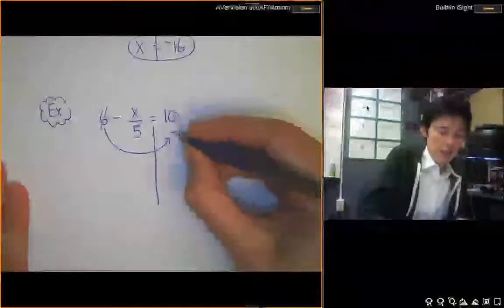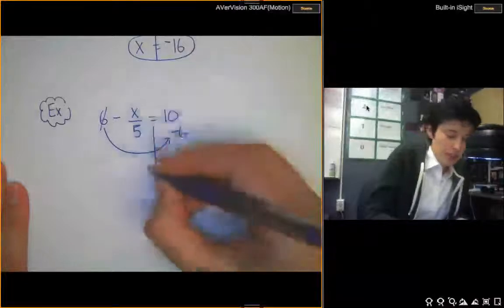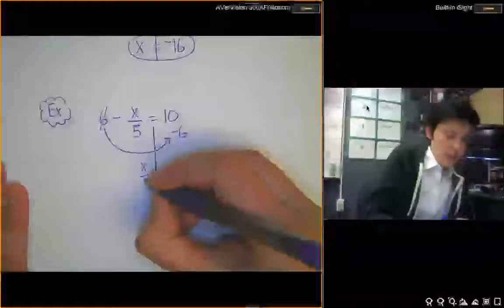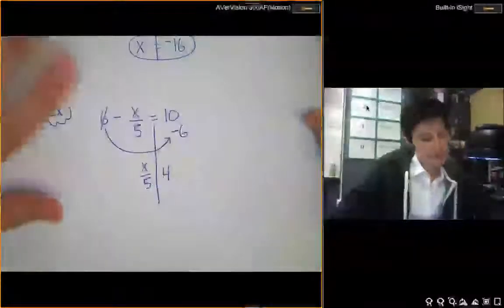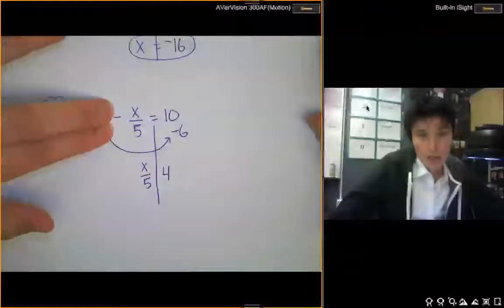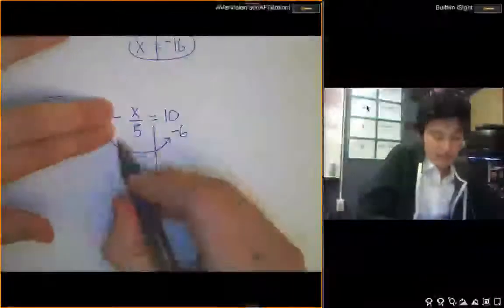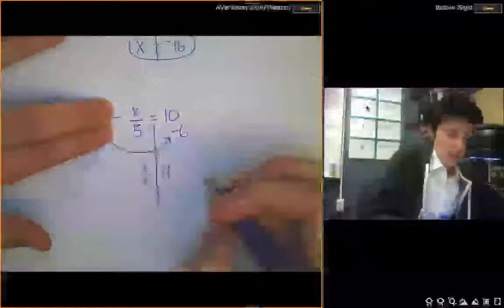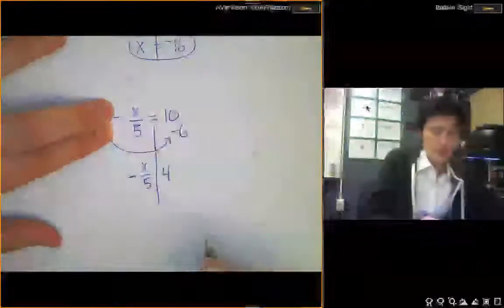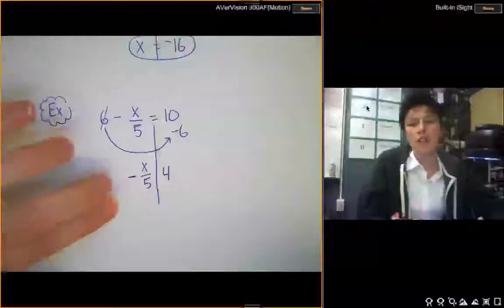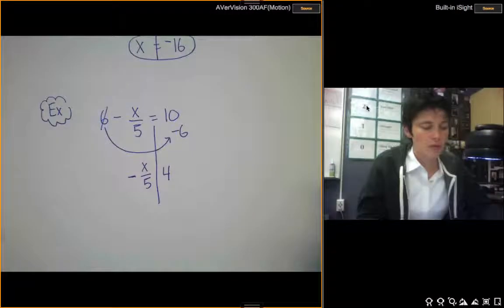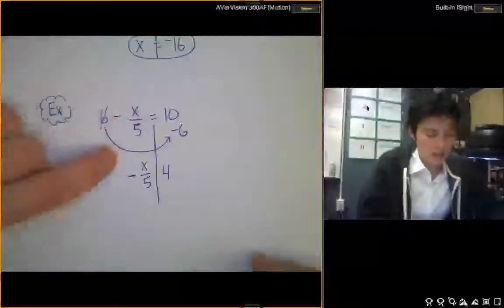And when I flip it over, I get 10 subtract 6 is 4. I still have this fraction x over 5. But pay very close attention. I flipped the 6. What's with that fraction still? There's still a negative sign. So we need to keep the negative sign. And that often gets forgotten. And then you end up getting the answer wrong. So be careful. That negative sign comes down.